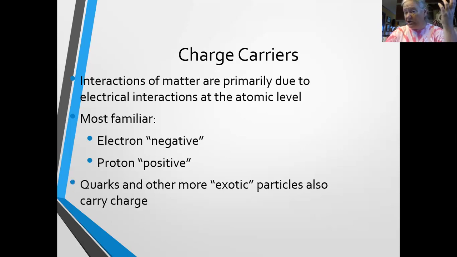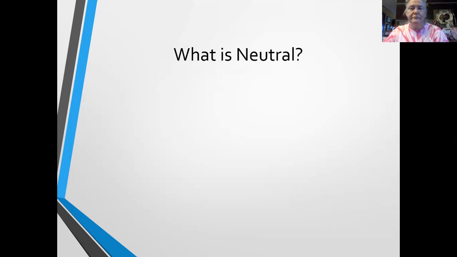Now we have other charges like the quarks we mentioned and other more exotic particles that you might find in like the Large Hadron Collider that also carry charge, and those can actually have fractional charges, but those are not something you're ever going to really experience unless you're a particle physicist.